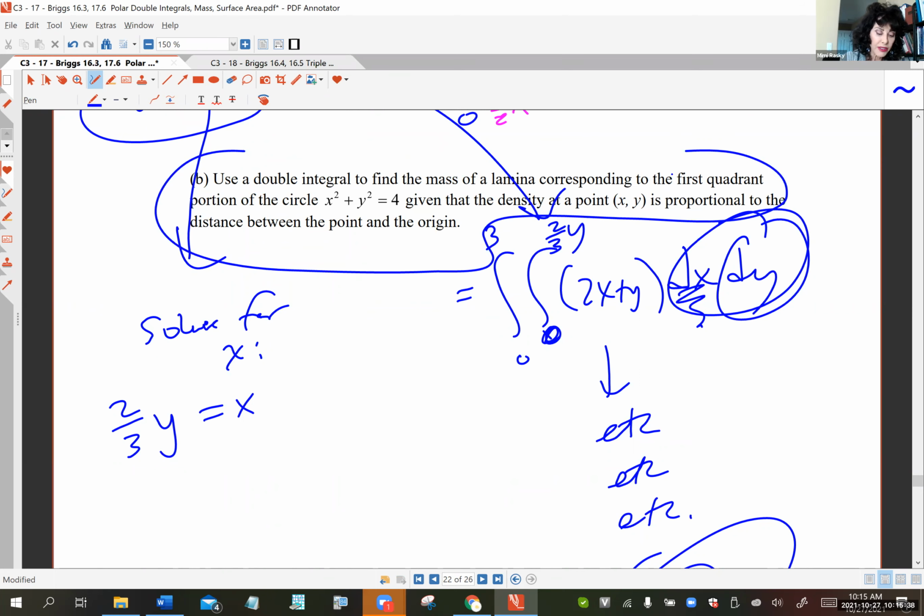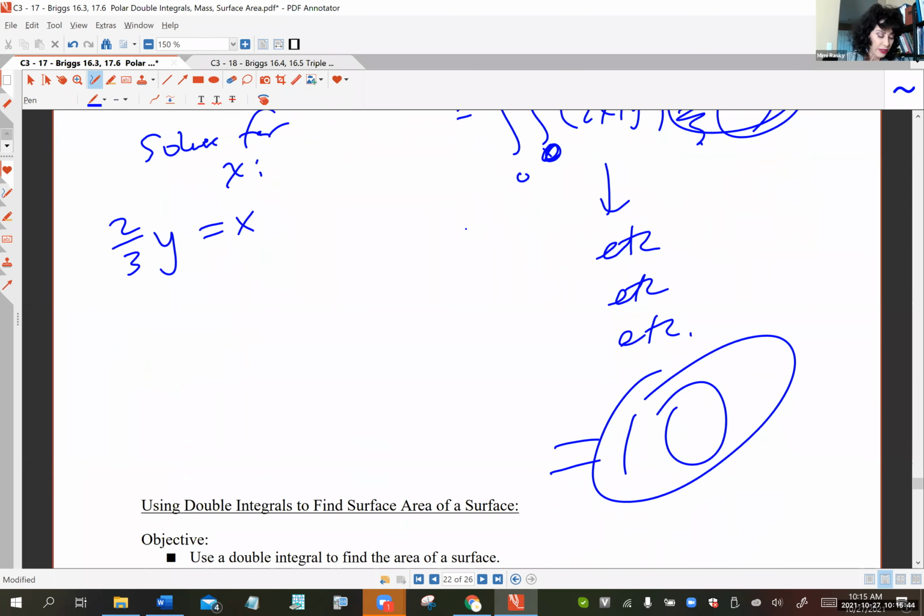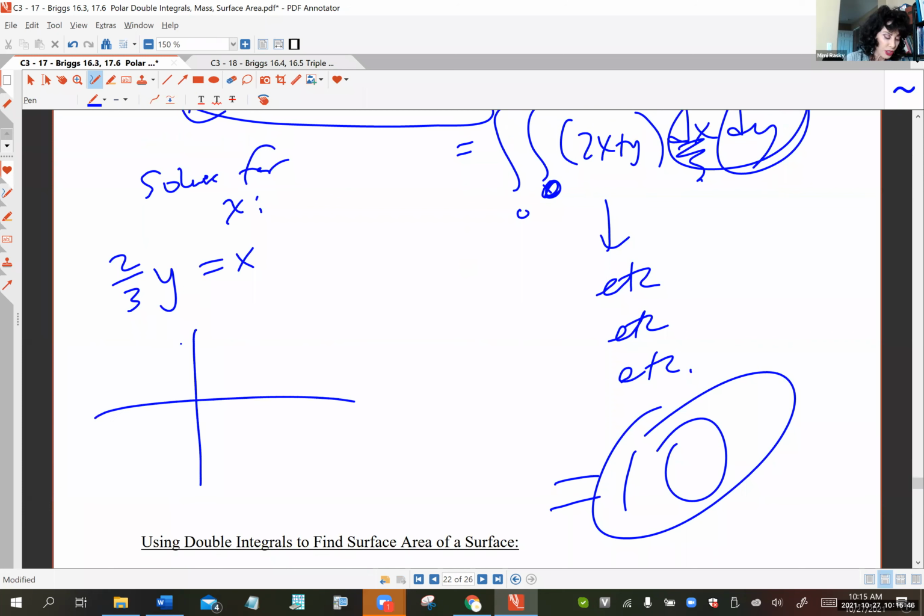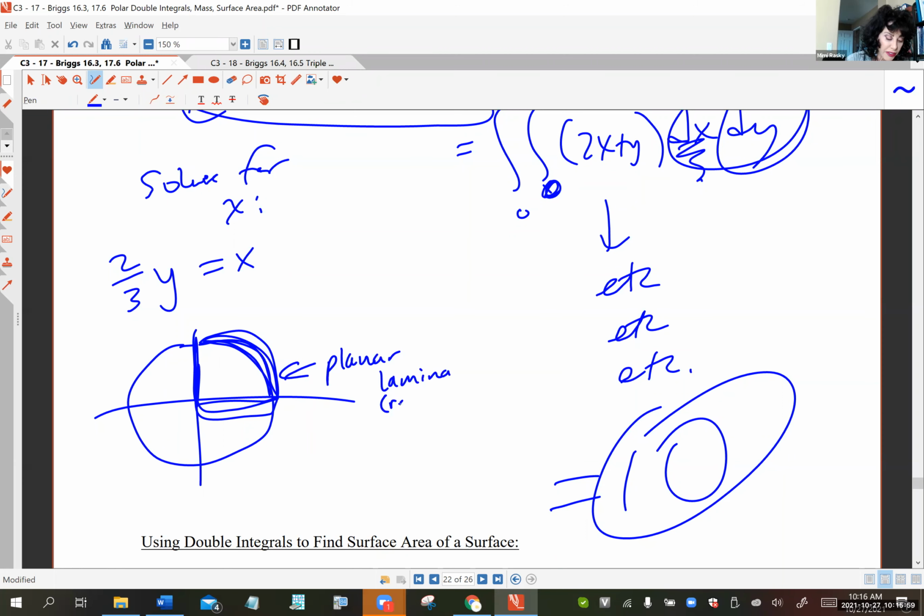We're going to find the mass of a lamina corresponding to the first quadrant portion of the circle. That looks like a circle centered at the origin of radius 2, but we only want the first quadrant portion. So we want this portion here. That's our planar lamina right there. And that's also our region of integration, R. When they ask, what's the region of integration for the double integral? It's going to be this quarter of a circle.